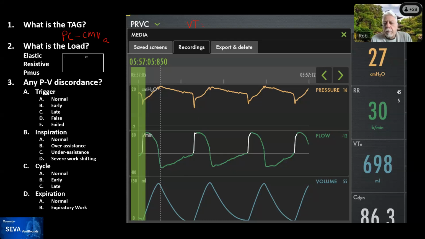So I think in general terms, I agree that this would be a normal trigger. So there's evidence of PMOS and the ventilator is responding as it should. Rob? That looks good to me.